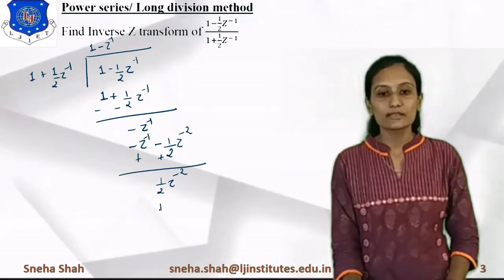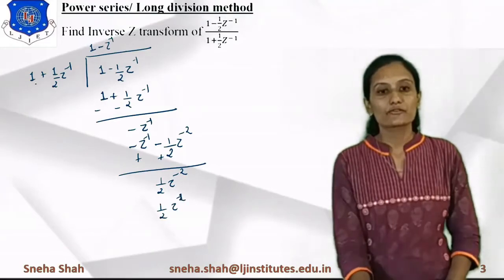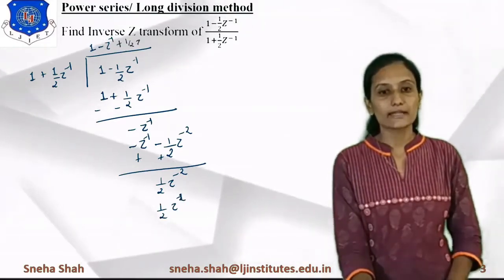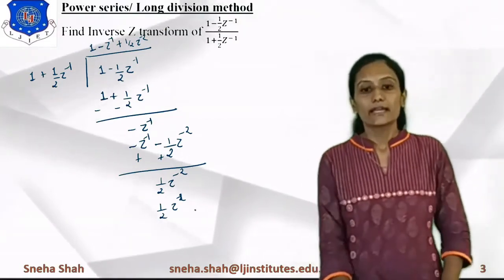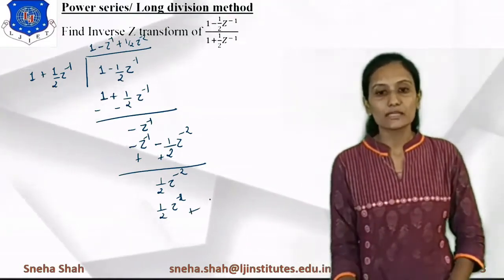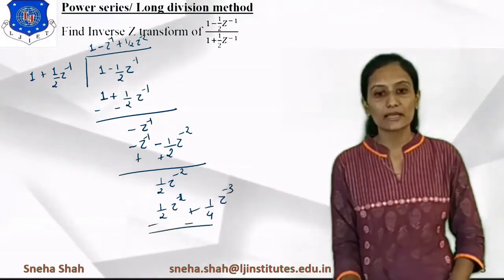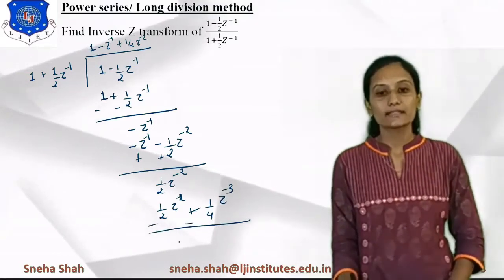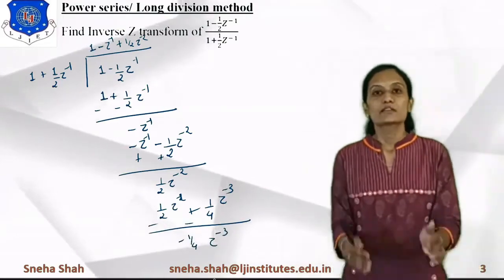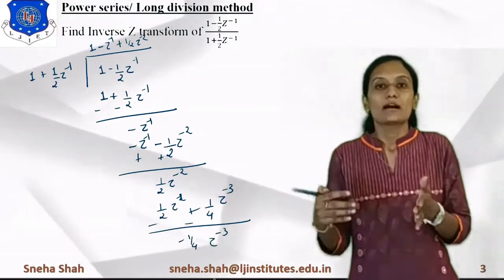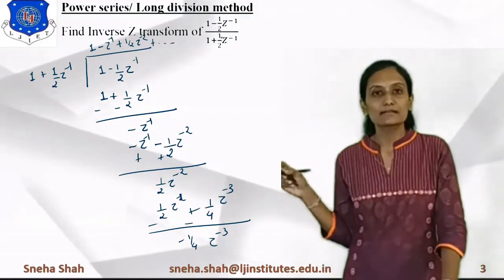Now we have to find out this term which is 1/2 Z raised to minus 2. For that, 1 is multiplied with 1/2 Z raised to minus 2. So it will give 1/2 Z raised to minus 2 plus 1/2 into 1/2 means 1/4, and Z raised to minus 1 into Z raised to minus 2 means Z raised to minus 3. The subtraction leaves 1 minus 1/4 Z raised to minus 3. This way we can do up to 3 to 4 terms, and after that we will write plus dot dot dot.